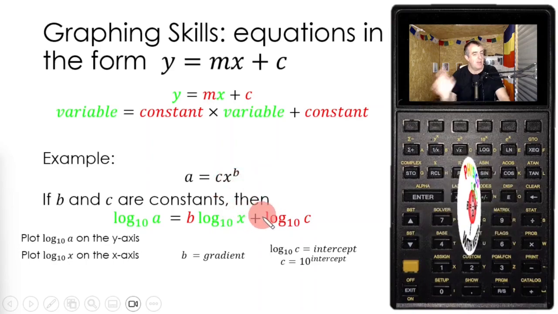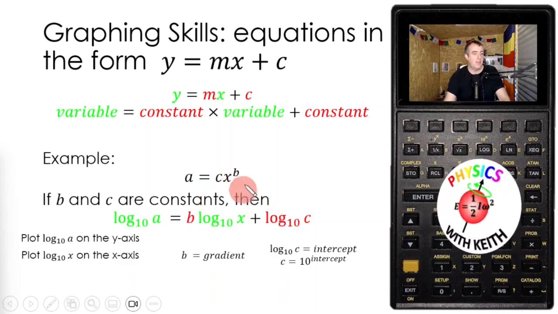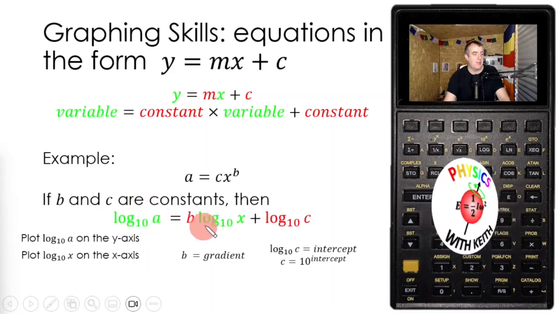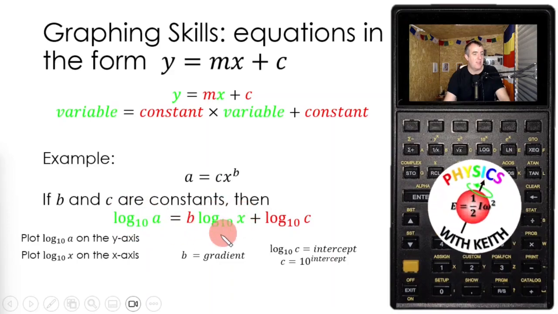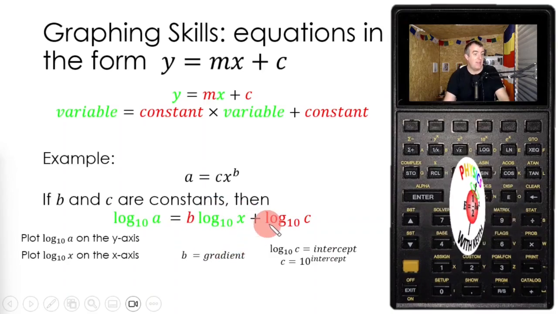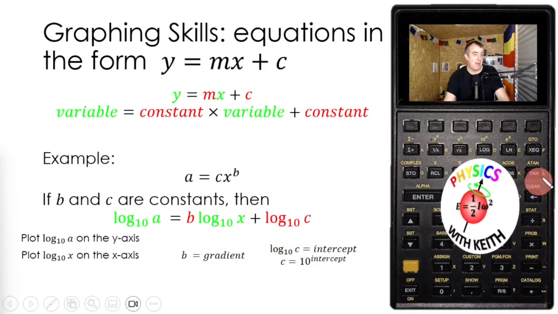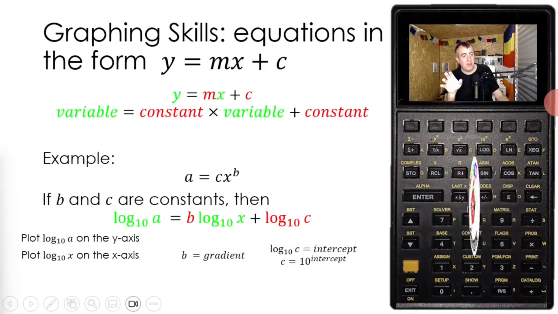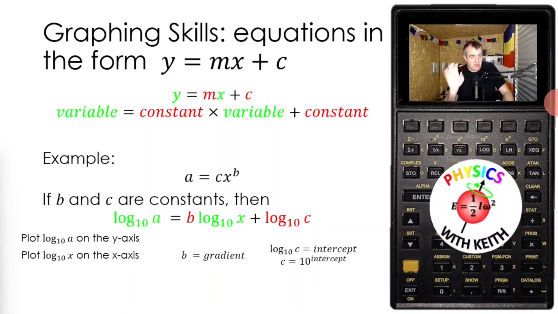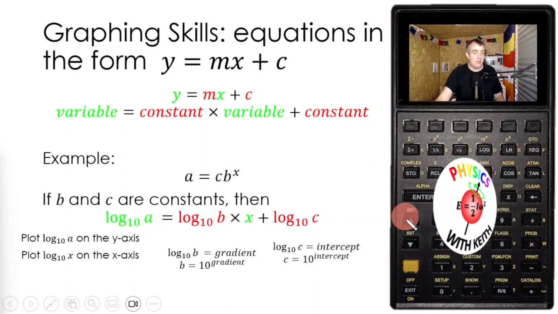Remember those laws of logs from before. And so I've also switched around the positions of these, so I've got plotting this on the y-axis, plotting this on the x-axis, and I end up with b being the gradient and log base 10 of c being the intercept, so c becomes 10 to the power of the intercept. We've got our equation. It's a power law, and we've made it a straight line, so we can determine what the power is. Really useful skill.